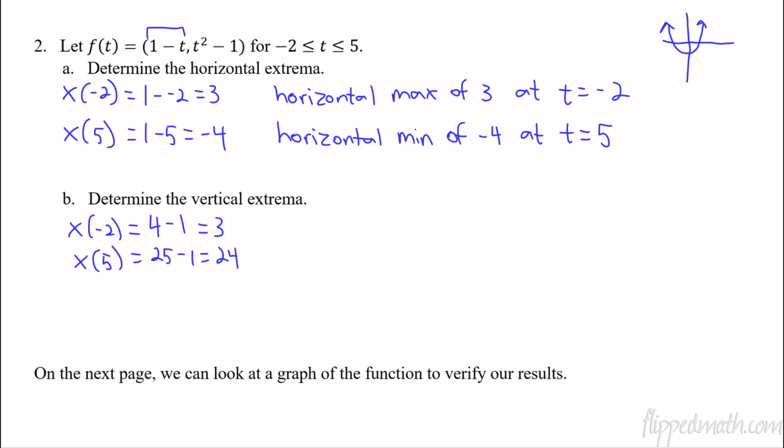I said x here. Some of you were screaming at me when I was doing that video. Let me fix that. Sorry. It should be y: y of -2, y of 5. I was plugging in the y value. Darn it. I hate making those mistakes. Okay, so let's get back to this.